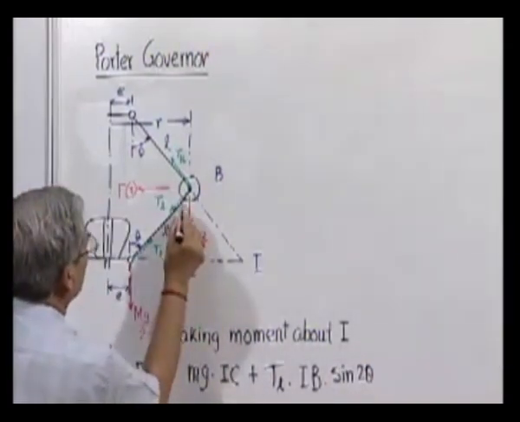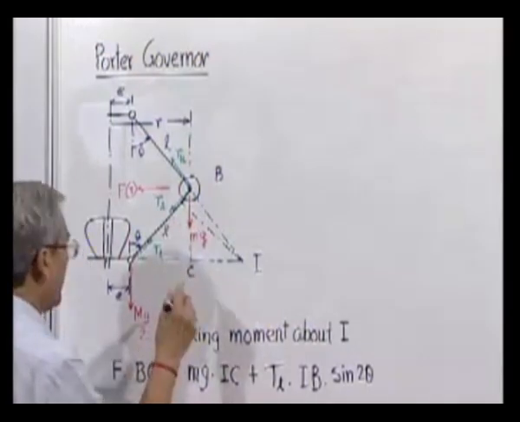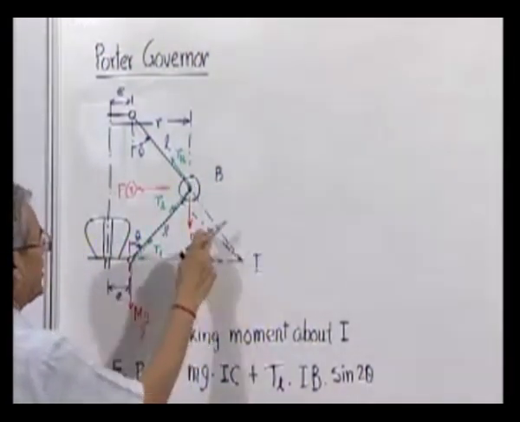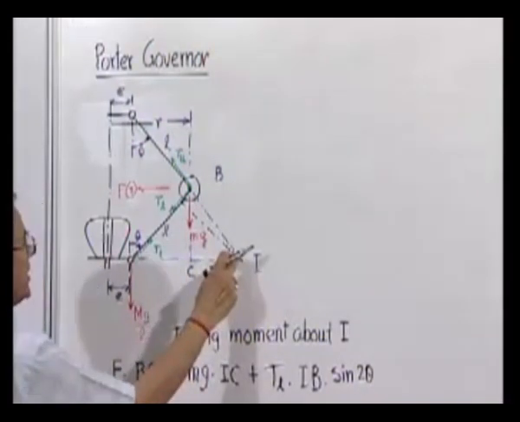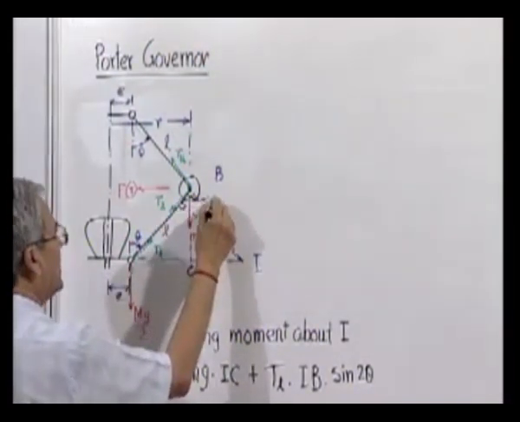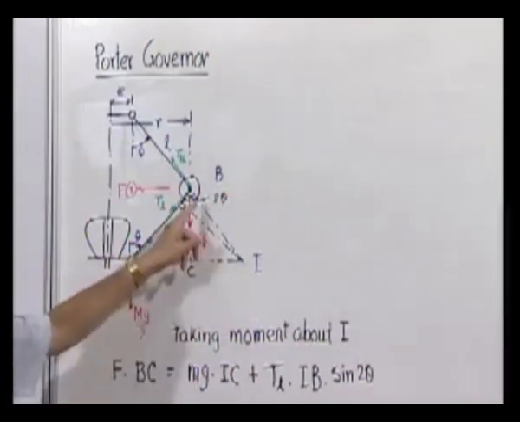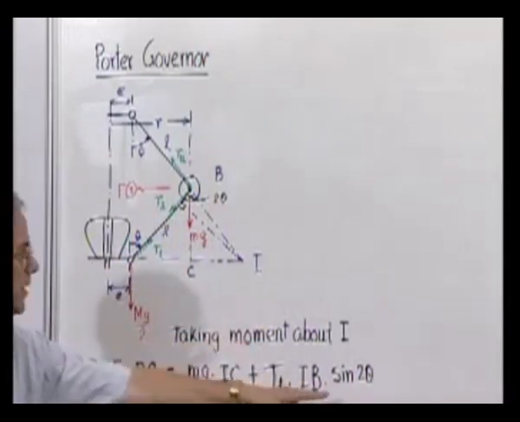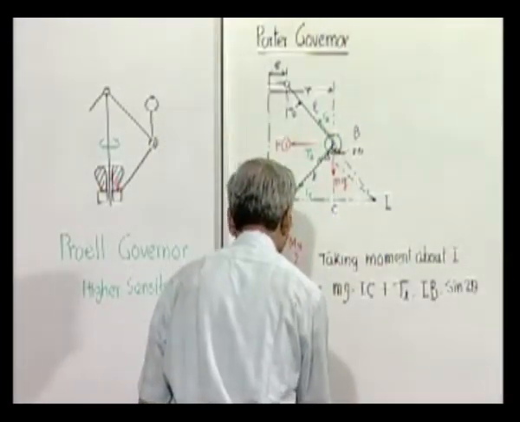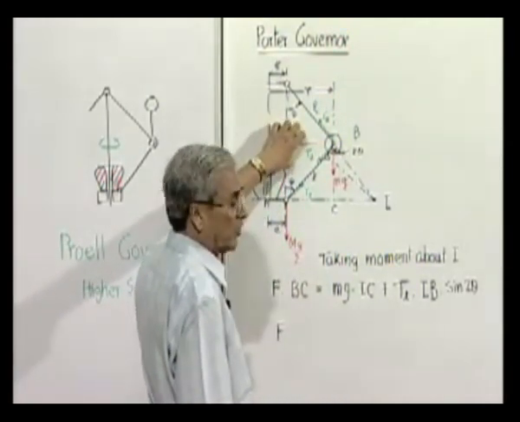to explain it further, that means this point, that means moment of this force TL will be TL into the perpendicular distance from I, which is this, and if this angle is 2 theta, then this is nothing but IB into sine 2 theta. That's what it is. So the control force, that means this force, what we are trying to find out is an expression of the control force.